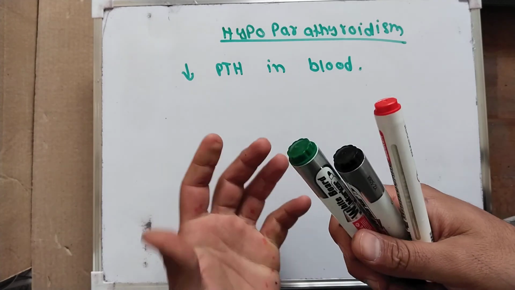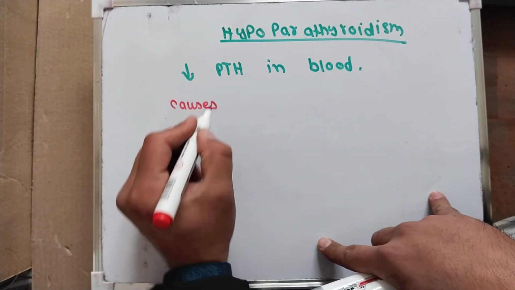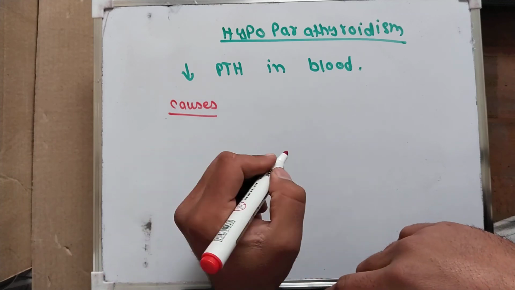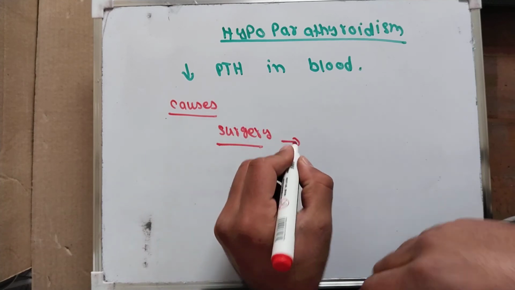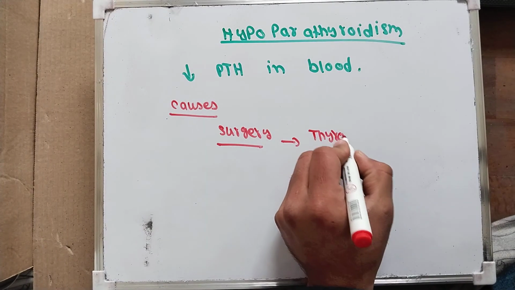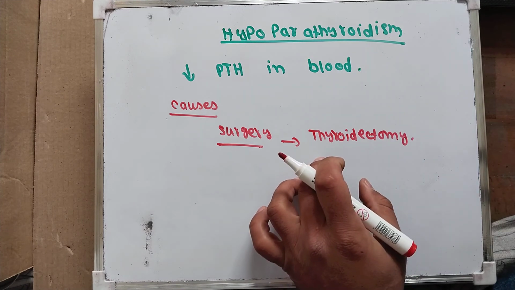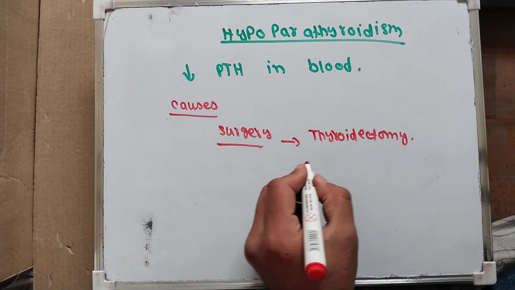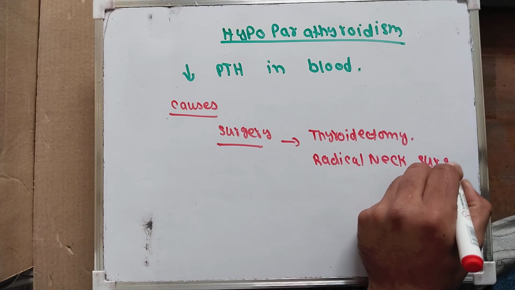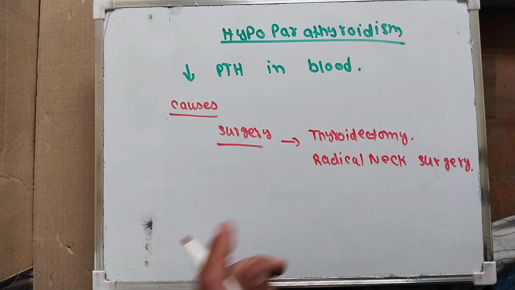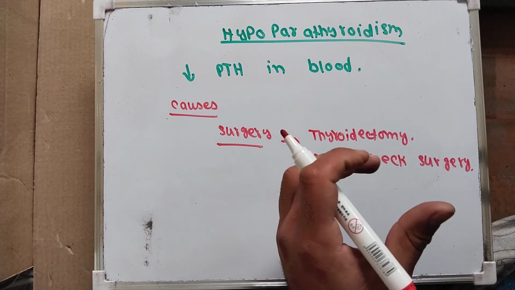It may be due to surgery of the thyroid, radical neck surgery. So what causes hypoparathyroidism? It may be due to surgery. Which type of surgery? Thyroidectomy, surgery of the thyroid. Sometimes when we have surgery of the thyroid, the parathyroid glands are also removed with it. And radical neck surgery is also a cause of hypoparathyroidism. So these are the causes of hypoparathyroidism which are related to surgery.